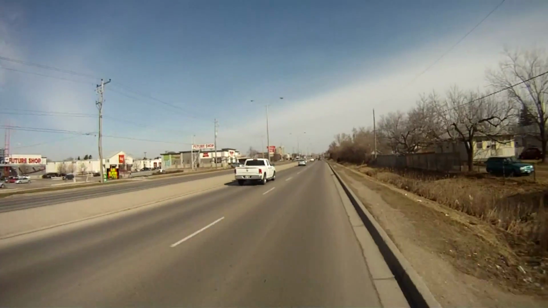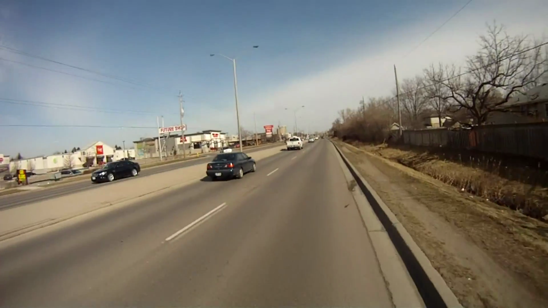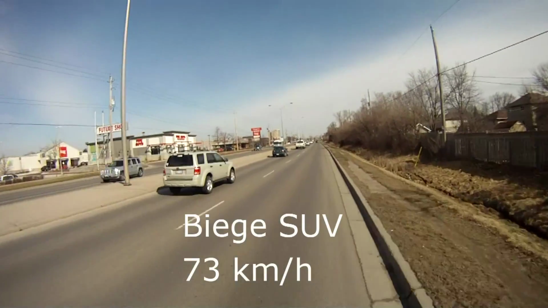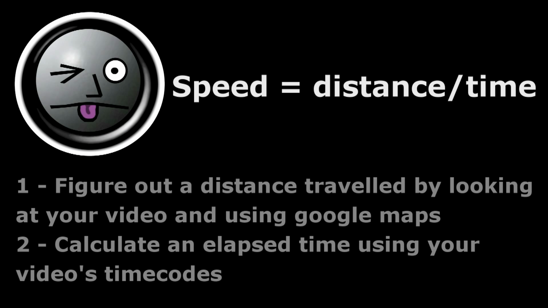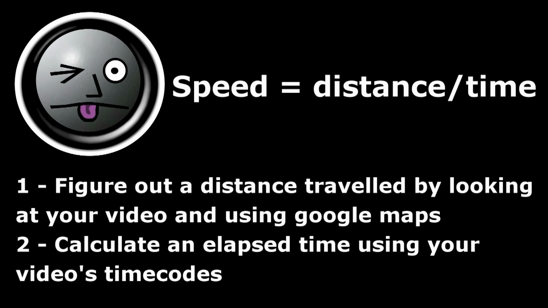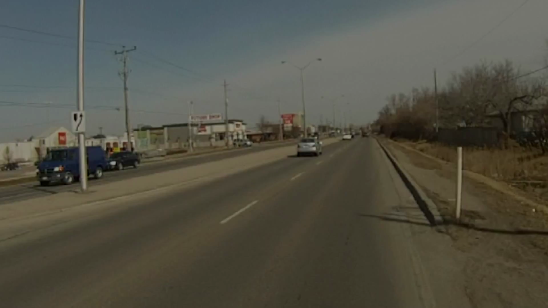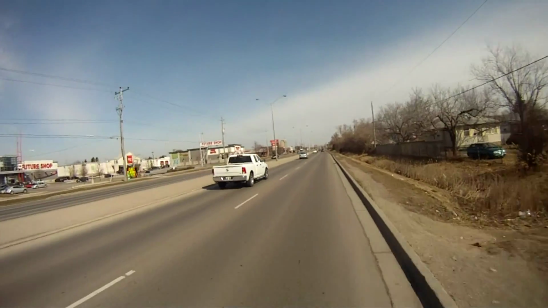You can see a video here where I've put speeds on some of the vehicles going by me. Now those are estimates and I wanted to show you how I get them. Speed equals distance over time. So we need to figure out a distance traveled by a car and the amount of time it took to travel that distance. Let's start with the distance.